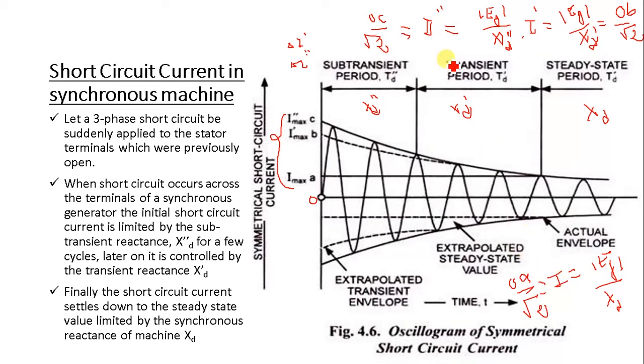Same way, XD, XD dash, and XD double dash are the direct axis synchronous reactance, direct axis transient reactance, and direct axis subtransient reactance respectively. EG is nothing but the per phase no load voltage, and the value will be in RMS. OA, OB, and OC are the intercepts shown in the figure. So in this way the symmetrical short circuit current varies with respect to time. I hope you understand.